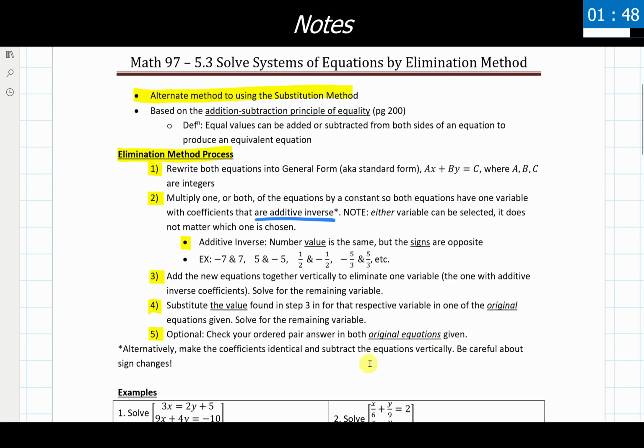Now the main part that we will see differences in, and this is where other processes and other people might be showing it a little bit different to you: instead of finding additive inverses, what you could do is make the coefficients identical to one another and then subtract the equations vertically. My warning to you, if you do this, you are going to have sign changes showing up when you are subtracting, and that is where a lot of people make mistakes and errors along the way with this elimination method in these types of problems.